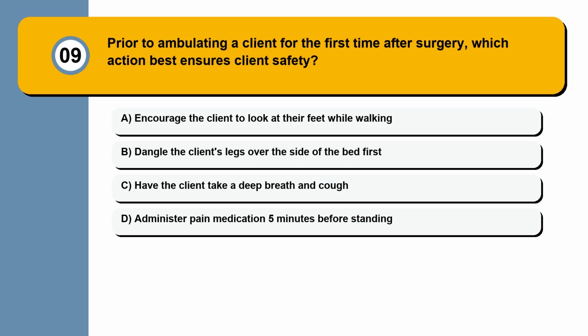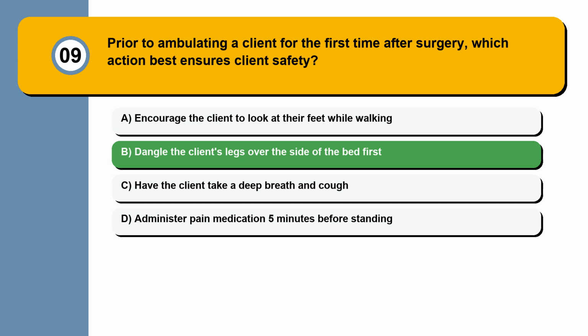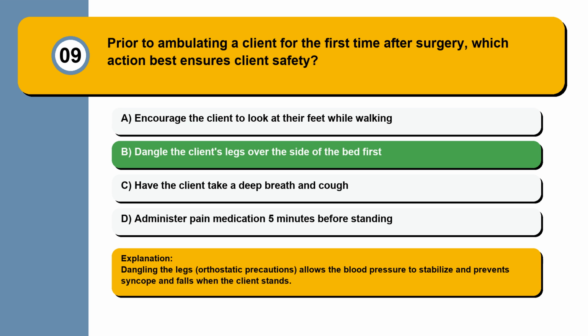Question 9. Prior to ambulating a client for the first time after surgery, which action best ensures client safety? Encourage the client to look at their feet while walking. Dangle the client's legs over the side of the bed first. Have the client take a deep breath and cough. Administer pain medication 5 minutes before standing. Dangling the legs, orthostatic precautions, allows the blood pressure to stabilize and prevents syncope and falls when the client stands.